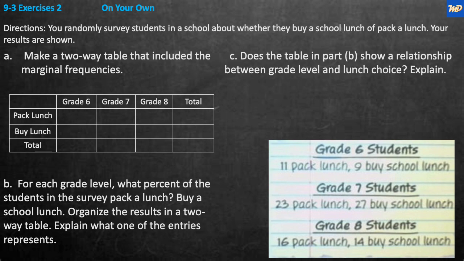Okay, so we're going to combine. Here's the two-way table. Then we're going to find the percentage. I think what we should do is organize the data according to the sheet here on the right, and then make room to put the percentage in each column. That way you don't have to have two tables, but you can do it any way you want. I'm going to do it in one table when you return. And it says, does the table in part B, the percentages part, show a relationship between grade level and lunch choice? And explain. So why don't you go ahead and do that. When you come back, I'll see if we can fill in some of this data and go from there.